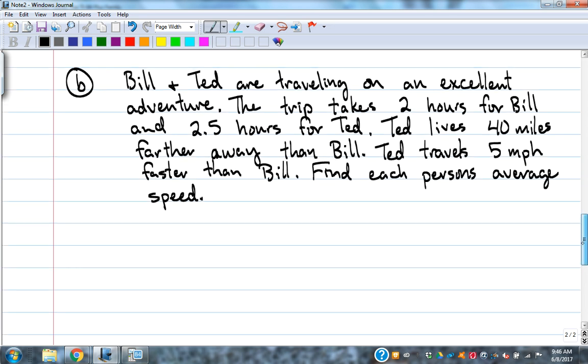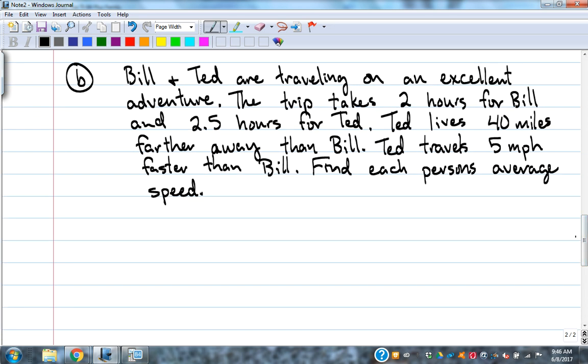All right. So, interesting problem here. This is kind of like those problems where you hear people say, 2 trains left the same station going in opposite directions. How long before they're 40 miles apart? This is kind of that problem. But we're talking about Bill and Ted. They're traveling to the same place. Ted is traveling 40 miles further than Bill, but he's going 5 miles an hour faster.